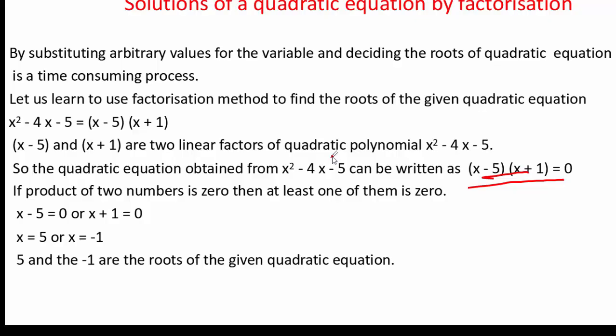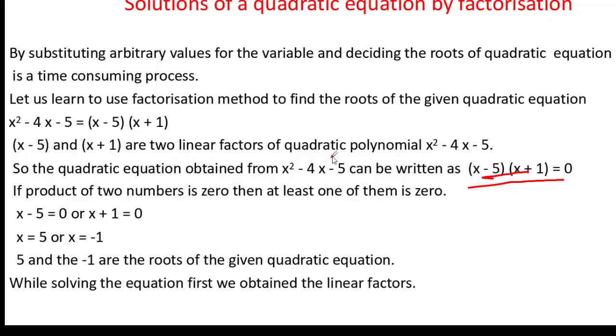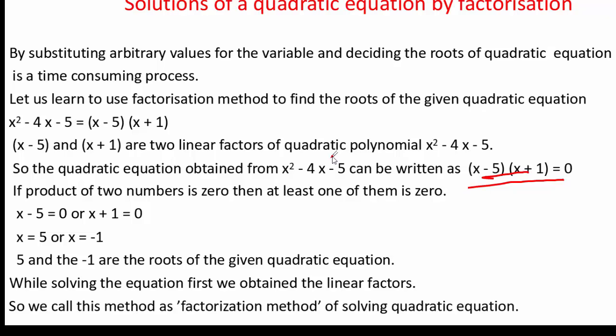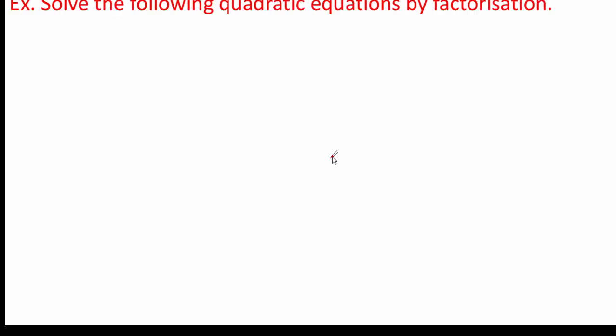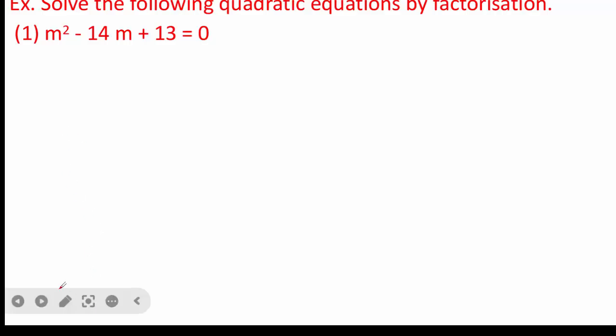In this way, we can use the factorization method for obtaining the solution of a quadratic equation. For solving the equation, we obtain the linear factors of the quadratic equation. So, we call this method the factorization method of solving quadratic equations. Now, we shall solve some quadratic equations by using factorization method. First equation is m square minus 14m plus 13 equal to 0. Here, I want to write the factors of 13 such that their sum is 14.